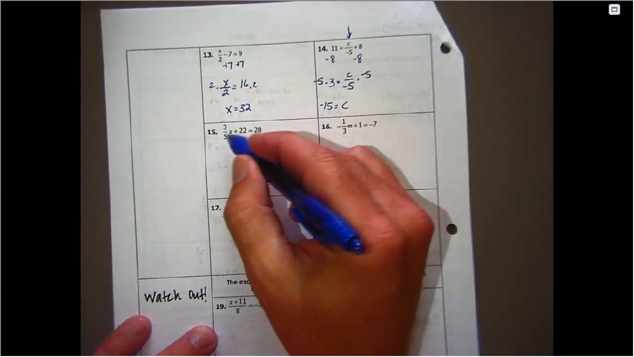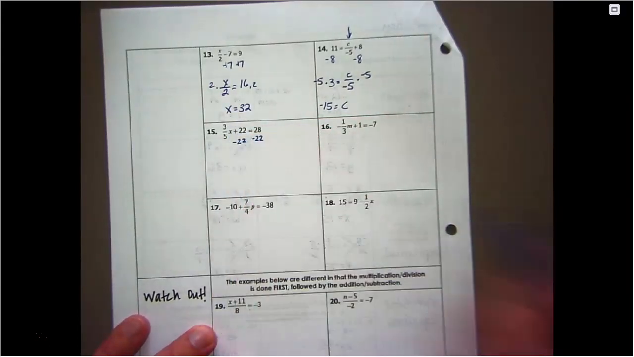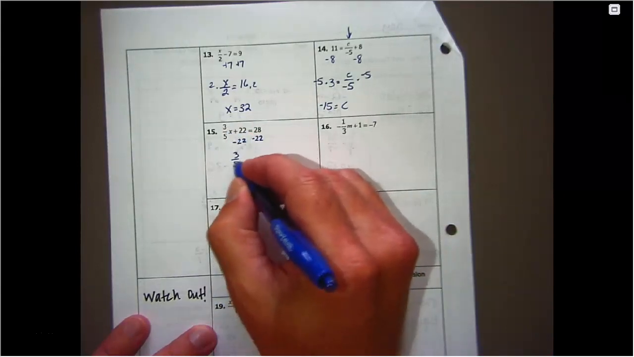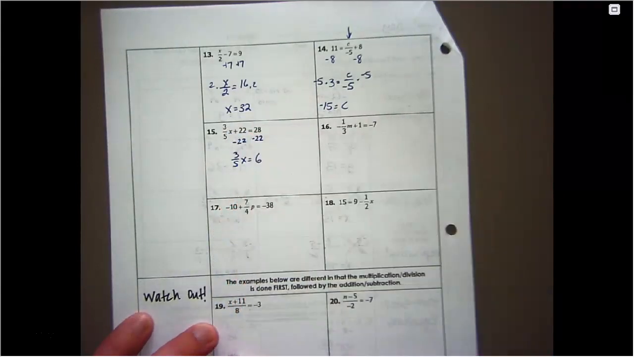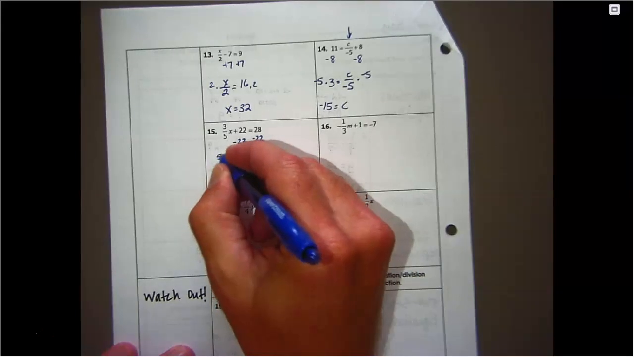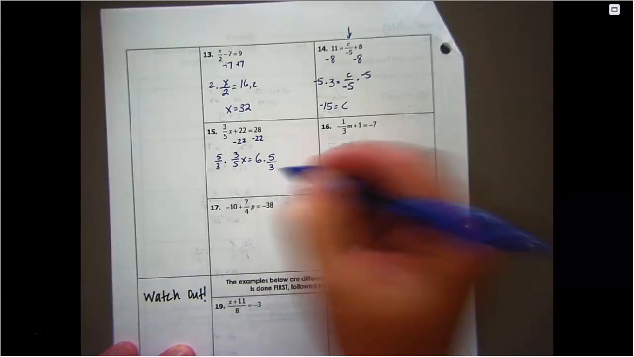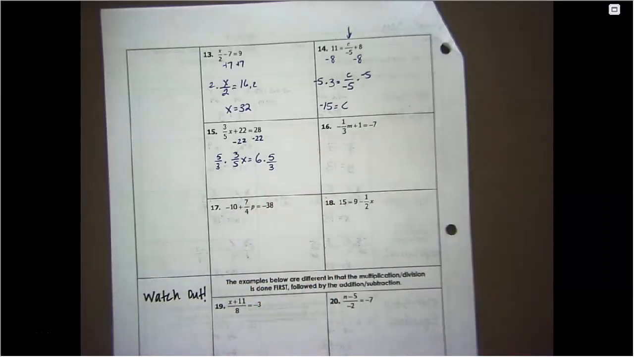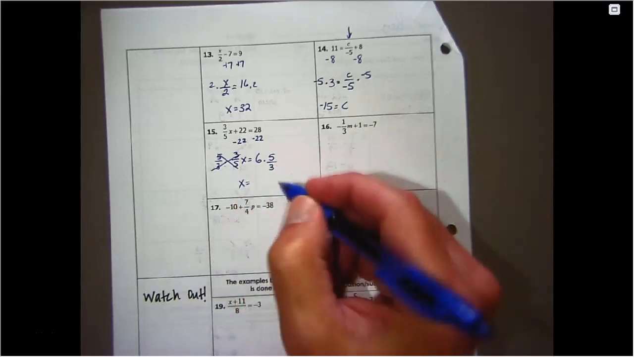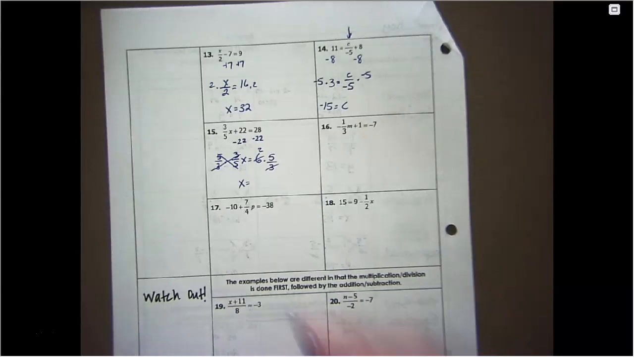So we're going to isolate the variable term, which is 3/5 x. We're going to subtract the 22 to the other side, so that means that 3/5 x is going to equal 6. And now we're doing exactly what we did on the front page. We have to use that reciprocal again. So we're going to multiply by the reciprocal, 5/3. That 3 goes into the 6 twice, so 2 times 5 is 10.